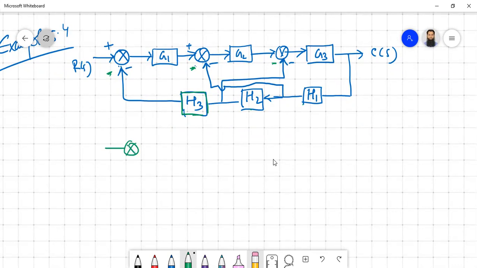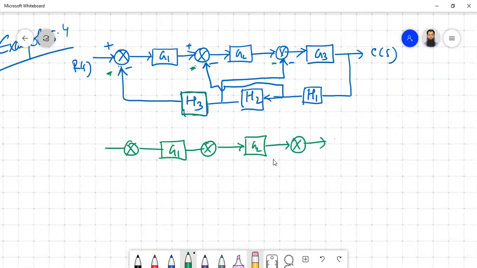So what you can do very quickly is G1 going through the summing junction to G2, then going to another summing junction, then to G3. Then this is your final output. From this one to this one, two of the things are going, that is H1 and H2. Maybe the order you can change is H2 to H1. And what about the second one? The second one has only H1.